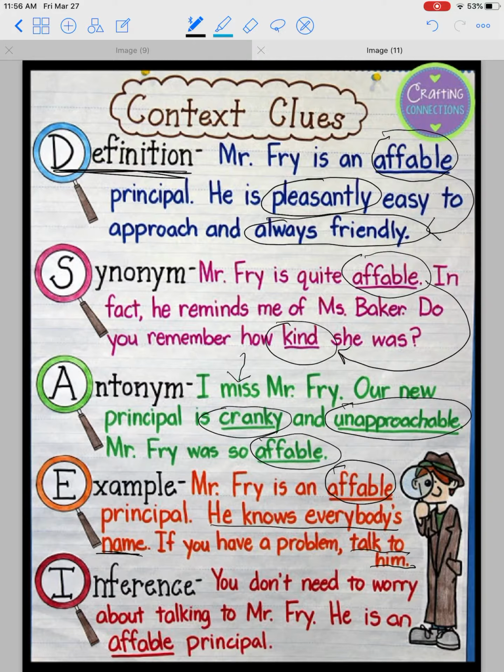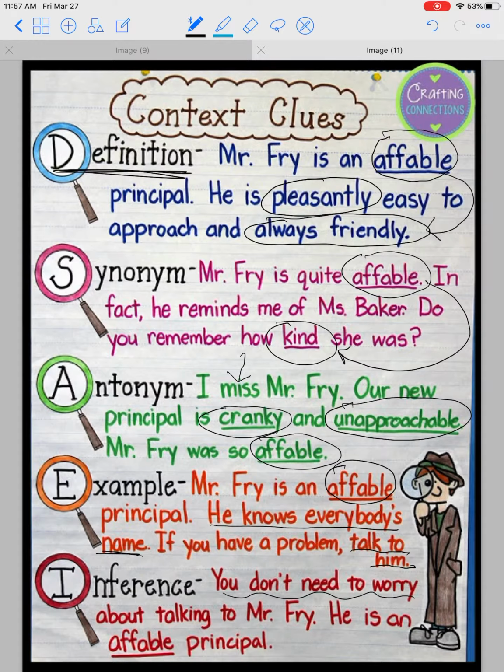And the last example of a way that an author can use context clues is by an inference. So let's look at this example sentence. You don't need to worry about talking to Mr. Fry. He is an affable principal. So because the author told us you don't need to worry about talking to Mr. Fry, that makes me able to make an inference that he is very approachable. He is very kind. Because I don't have to worry.